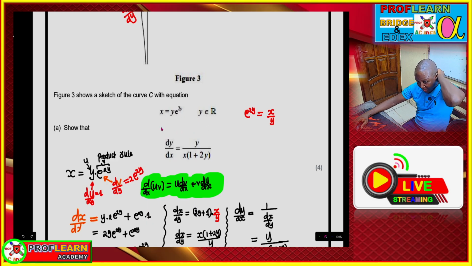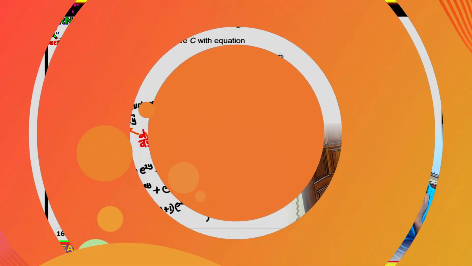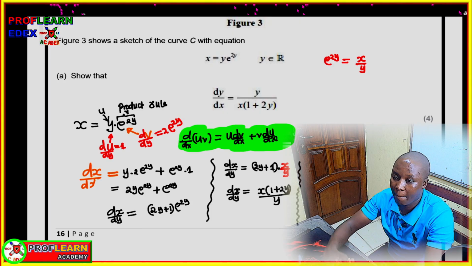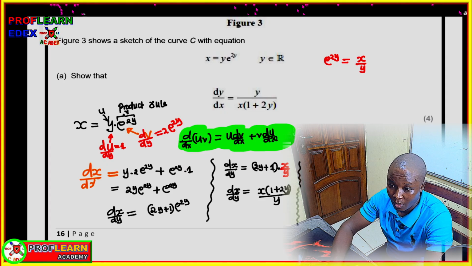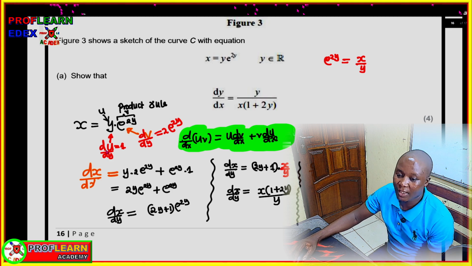In this case, the first thing I want you to appreciate is the fact that this equation we are having here involves a product of two functions, y and e to the 2y. So meaning that we are going to make use of the product rule. You have to remember that the product rule is given by u dv/dx plus v du/dx. So the first thing you want to do is identify which function is going to be your u and which function is going to be your v. Then differentiate each of them.